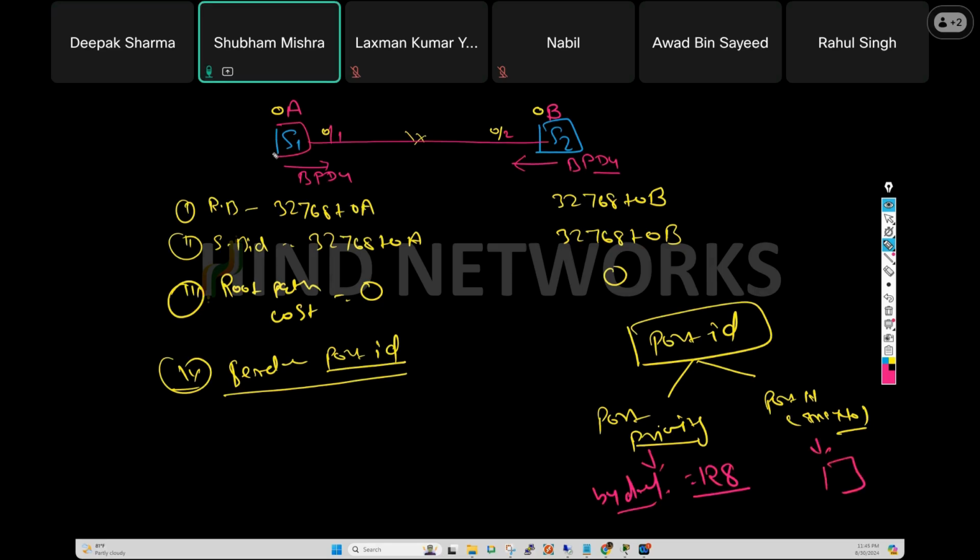Now see here, switch number 1 is sending the BPDU through which interface? Through this interface. What is the interface name? FastEthernet 0/1. This is called the interface number, or port number. So what is the sender port ID here? 128.1. This is the port priority, 128, then dot, and the port number, 1. Are you clear, everyone?